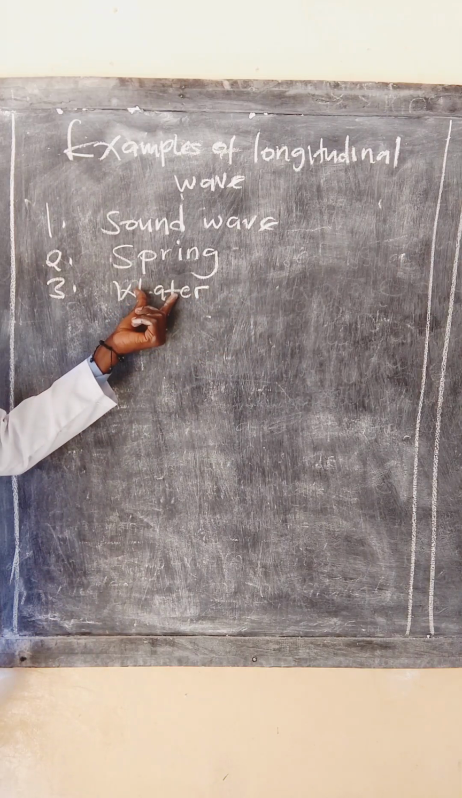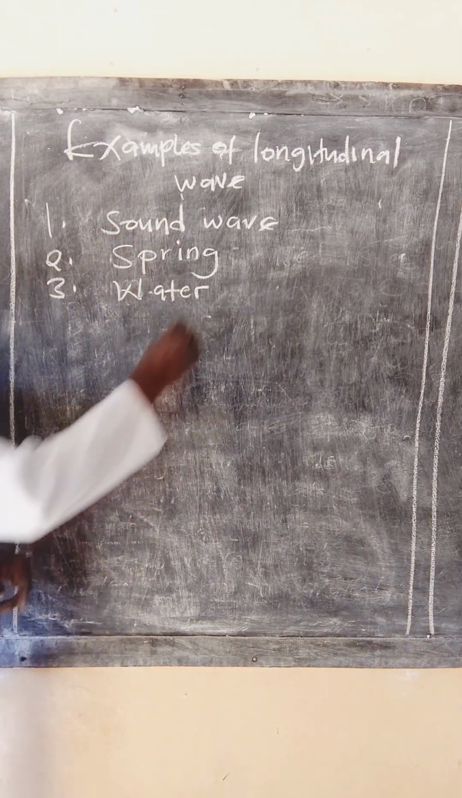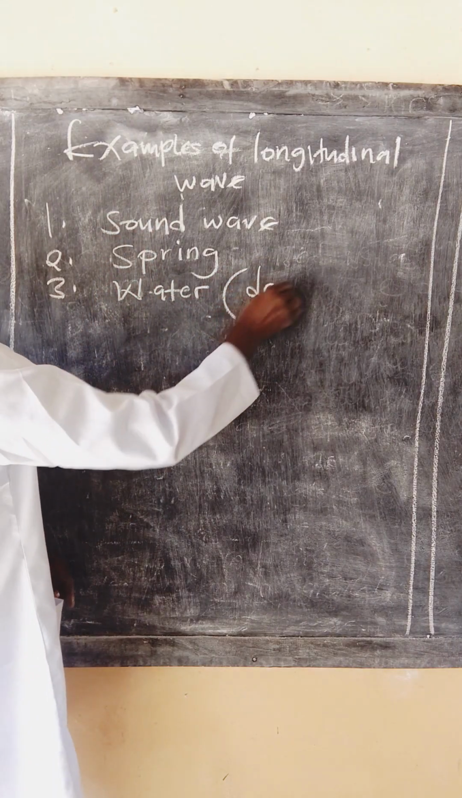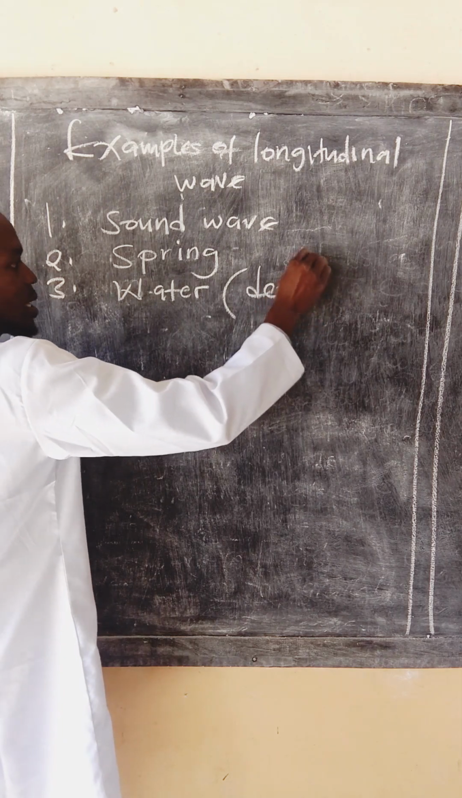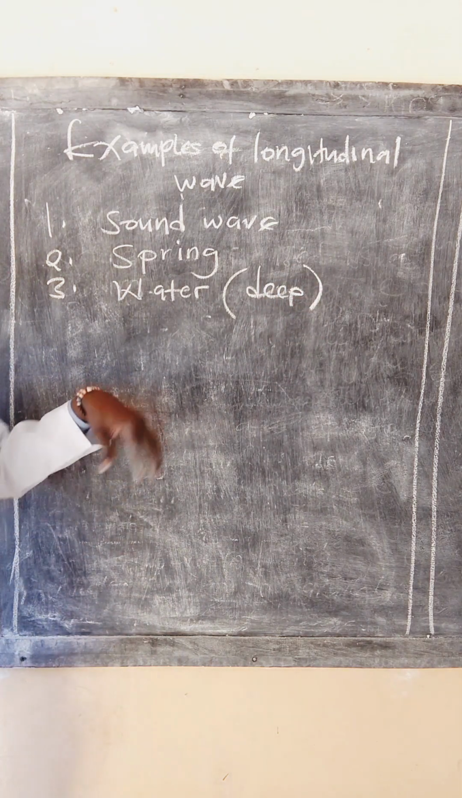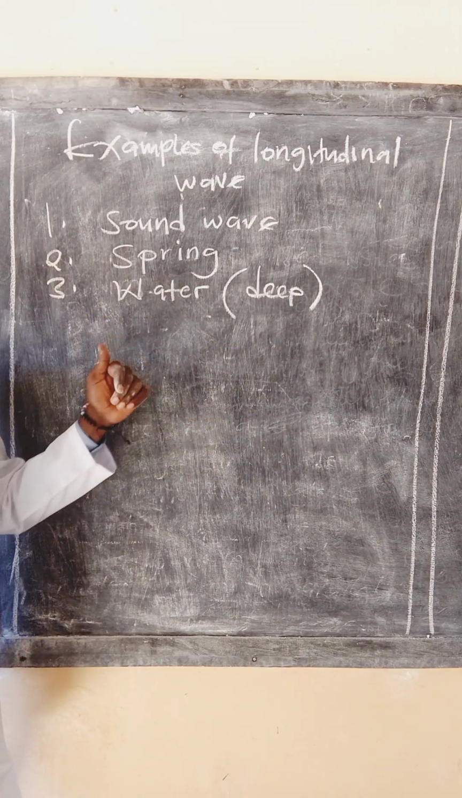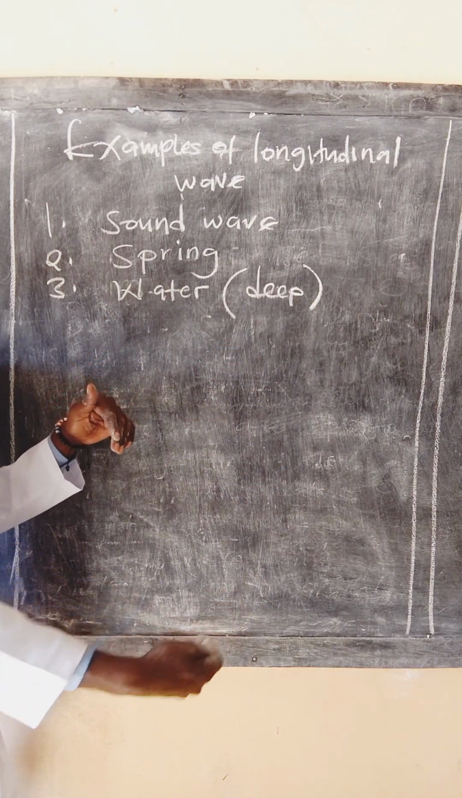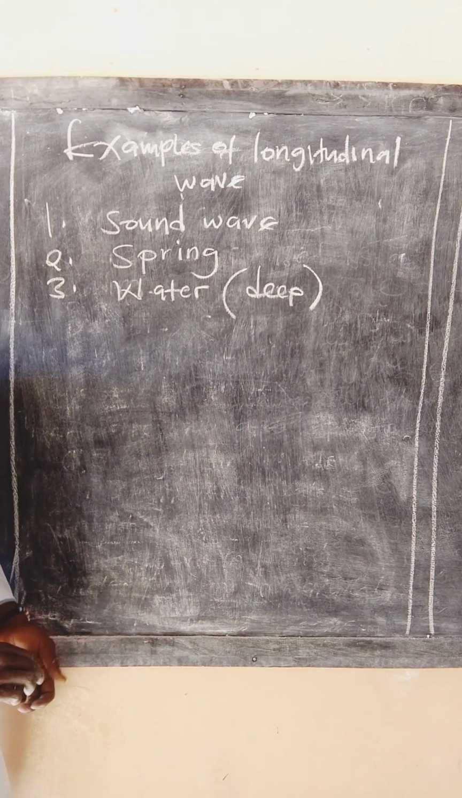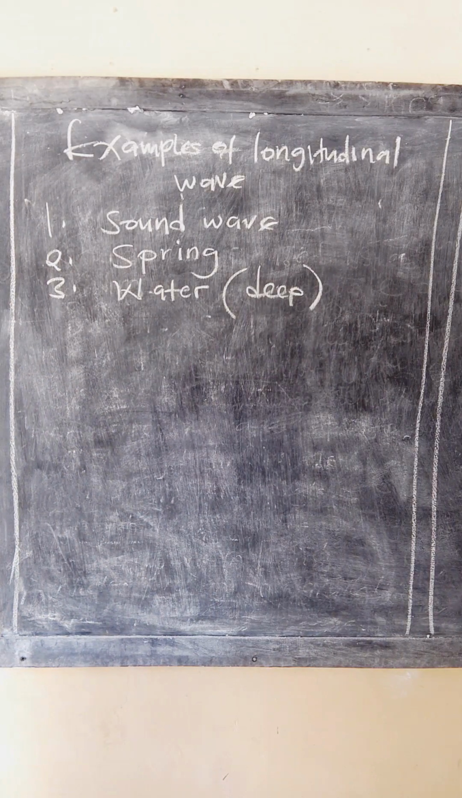But if you're giving this one as an example of a longitudinal wave, it means you're talking about water in the deep. If you cause a disturbance on top of the water, those ripples you see, those are transverse waves. But down there, those are longitudinal waves. So you need to take note.